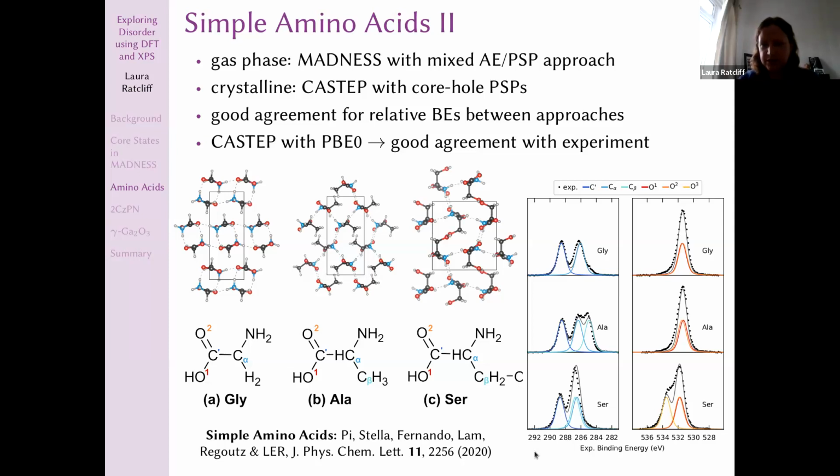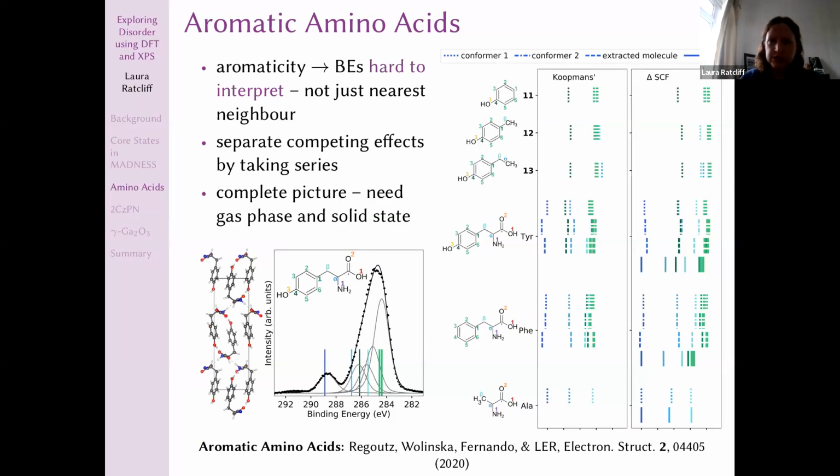So next we wanted to look at something a little bit more complicated, perhaps less well understood. We then moved on to looking at a selection of aromatic amino acids. On this slide, I'm just focusing on tyrosine. One of the things we discovered is that for aromatic systems, the binding energies become much harder to interpret. Typically your intuition in XPS is based on looking at nearest neighbor effects: what do we think the nearest neighbors are likely to have on the core binding energy shifts? But for aromatic states, this breaks down a bit.